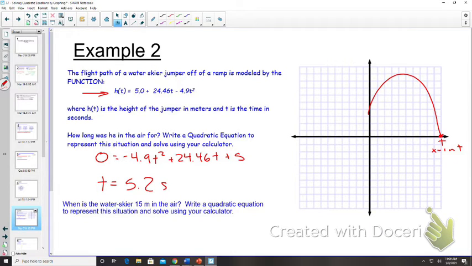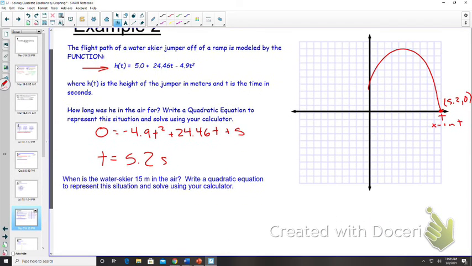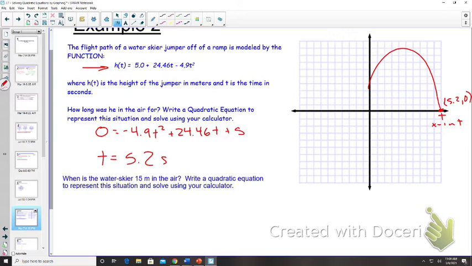And you're absolutely right, Emery. It does not state that, but it's common around. It's definitely something to watch for in questions, right? So here we have 5.2 and 0 as an ordered pair. Good. Next question is, when is the water skier 15 meters in the air?